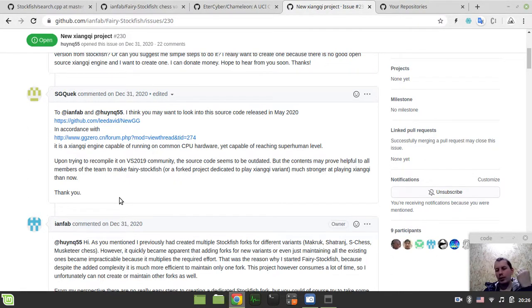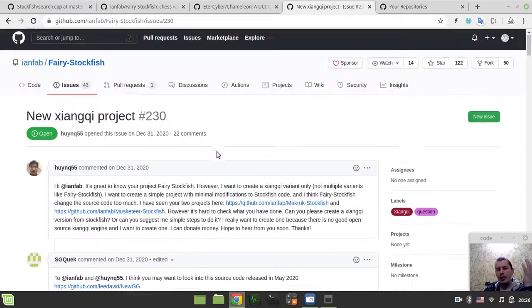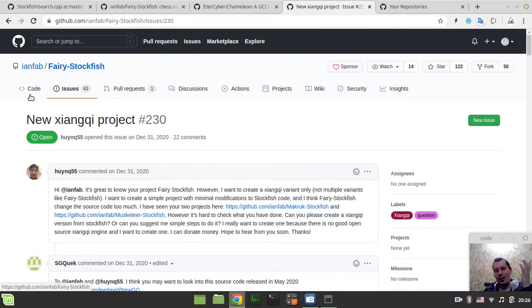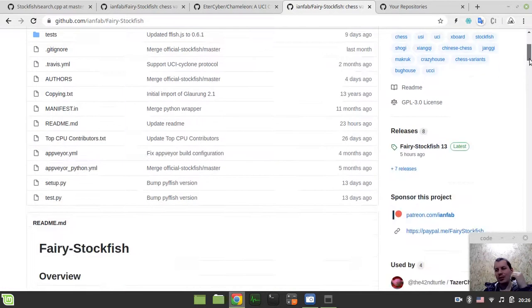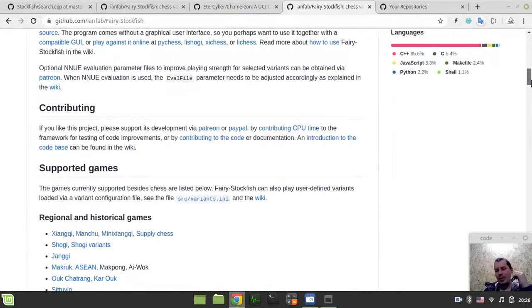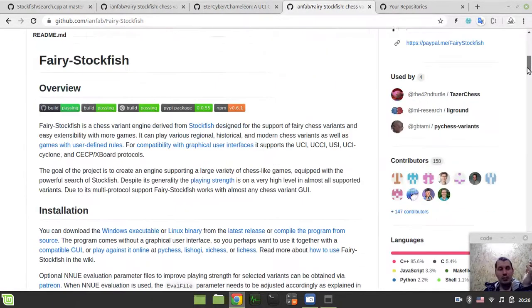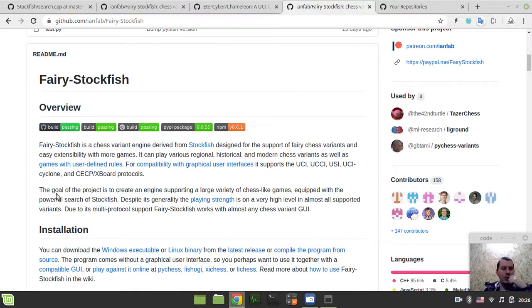what he is doing basically, and I realized that he's not interested in a specific variant in particular. Actually, he asked me to read the README file of Fairy Stockfish, and there is a single sentence explaining his entire goal behind the project. So I just really want to read you this, guys. So here it is. The goal of the project is to create an engine supporting a large variety of chess-like games equipped with a powerful search of Stockfish.